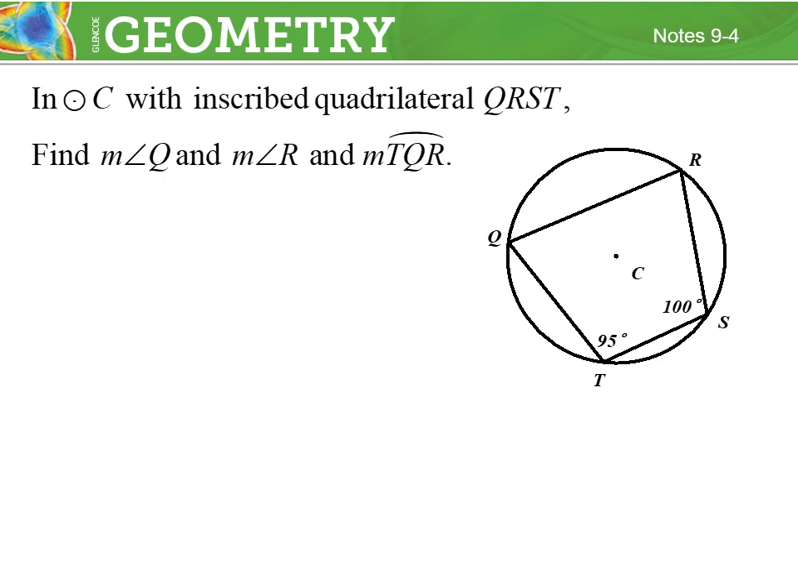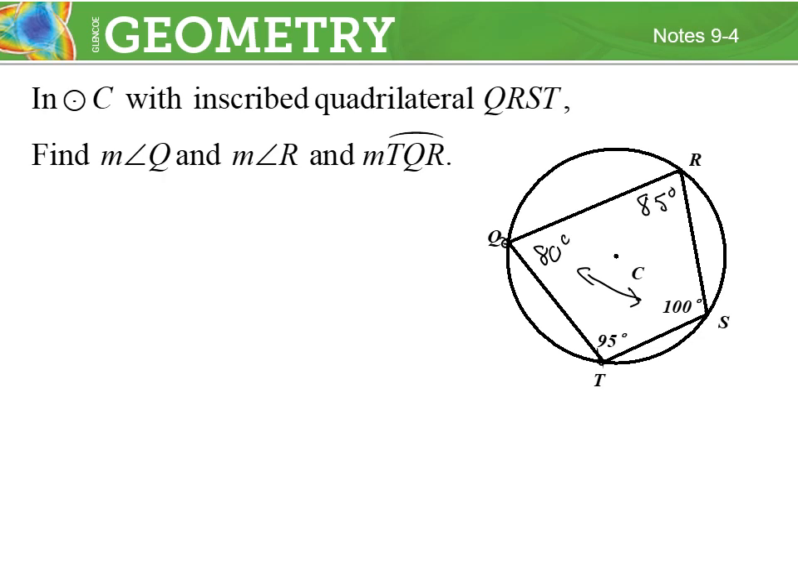All right, so this one, can you see what we need to do? You've got a quadrilateral inscribed inside. Every vertex is on the circle. So opposite angles have to be supplementary. So if that's 95 over here, then this has to be 85 degrees like that.